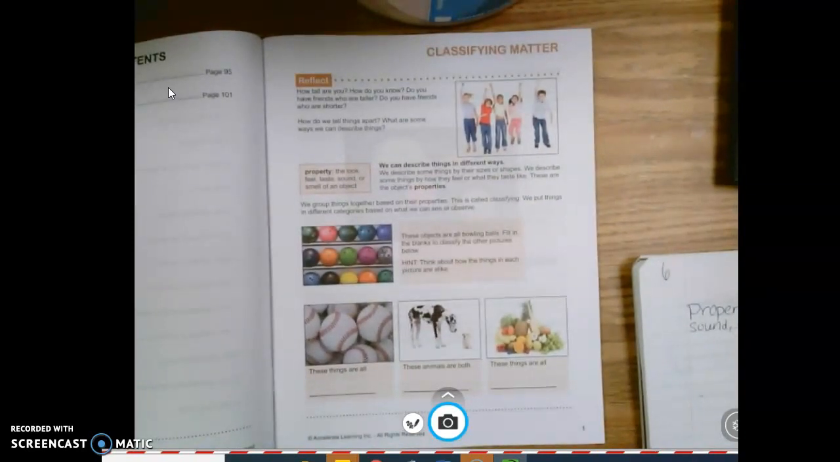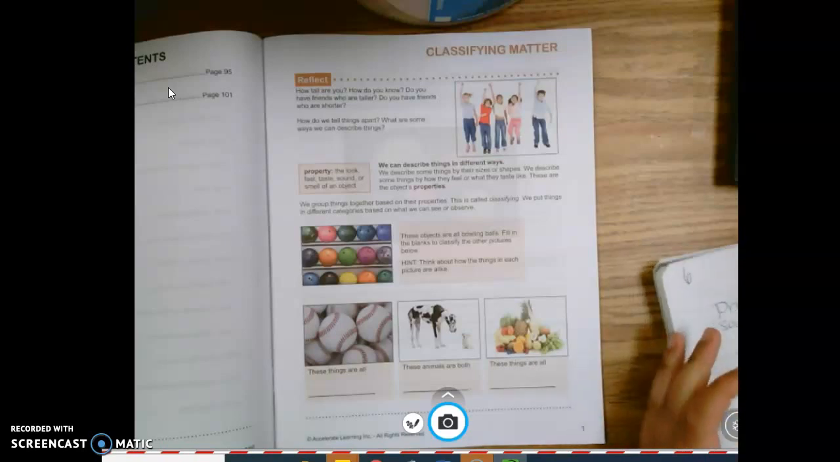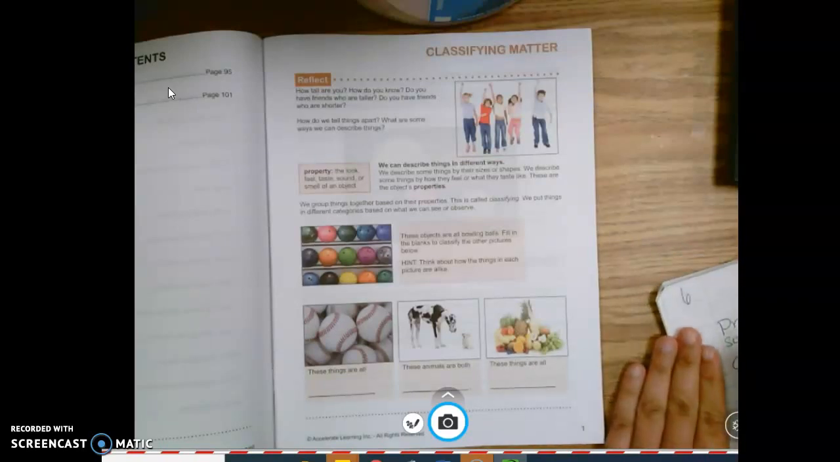Okay, we can describe things in different ways. We describe some things by their sizes or shape. We describe some things by how they feel or what they taste like. These are called the object's properties. We group things together based on properties, and this is called classifying. So I'm going to write that word in my journal. Classify.